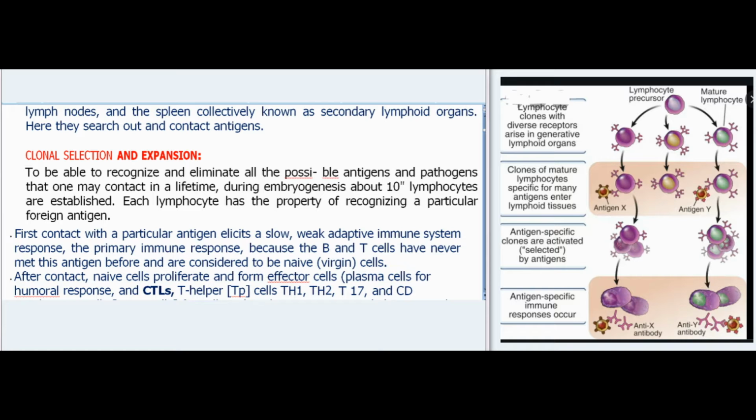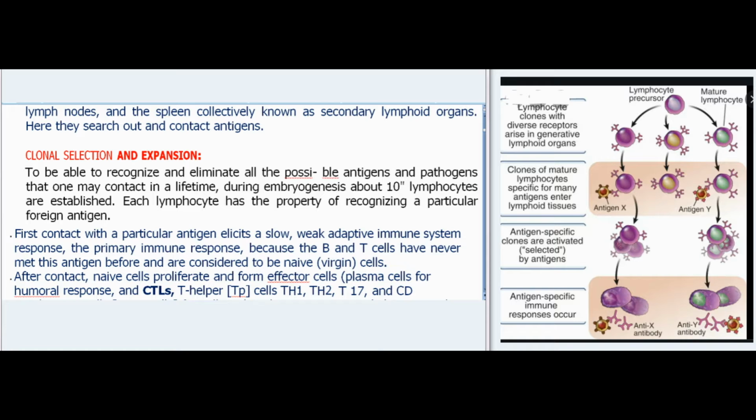Clonal selection and expansion. To be able to recognize and eliminate all the possible antigens and pathogens that one may contact in a lifetime, about 10 lymphocytes are established during embryogenesis. Each lymphocyte has the property of recognizing a particular foreign antigen. First contact with a particular antigen elicits a slow, weak adaptive immune system response, the primary immune response, because the B and T cells have never met this antigen before and are considered to be naive (virgin) cells.